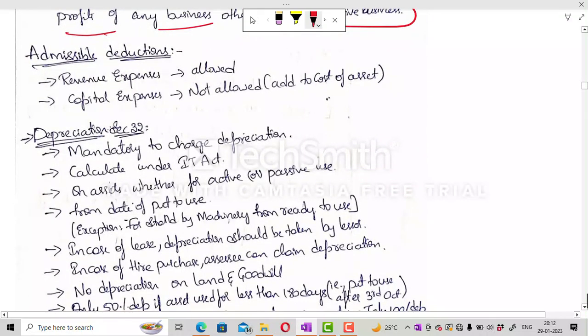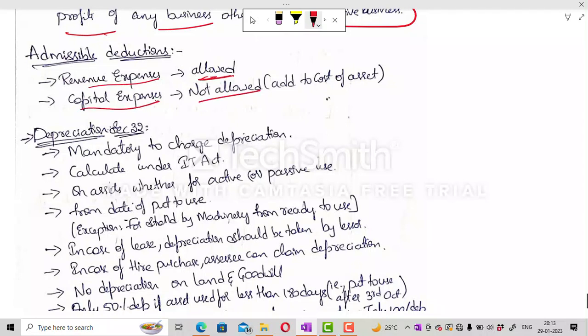So we are done with the first section, the charging section. And the next topic is admissible deductions. See here, there are first two sections in which rates, taxes, rent, depreciation, all that they have given. But the moral of everything, the conclusion, is that revenue expenses we should allow, meaning we can debit to the P&L account and take the deduction. Capital expenses we should not allow as expense; we should add them to the cost of the asset. Only this is the moral.